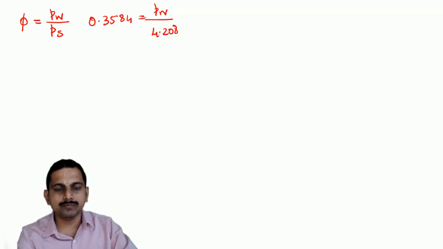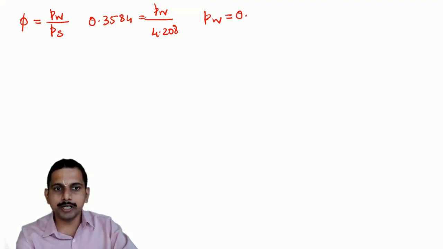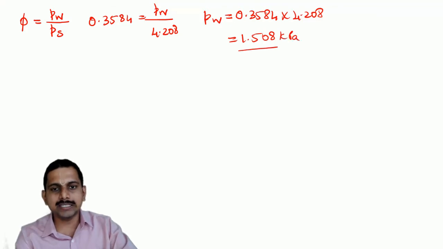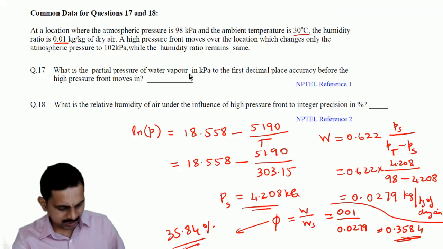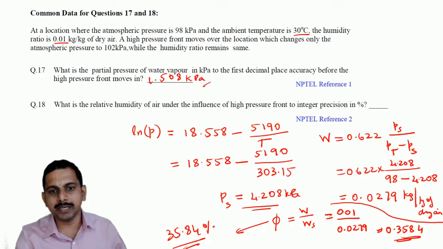From this I can get the partial pressure of vapor at that particular front: 0.3584 into 4.208, and I get the answer as 1.508 kilopascal. And this is the answer for the first question. So the first question answer is 1.508 kilopascal according to my calculations.